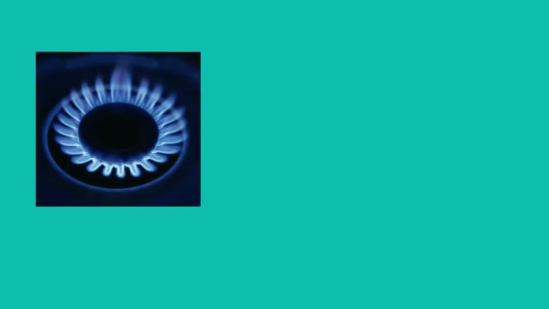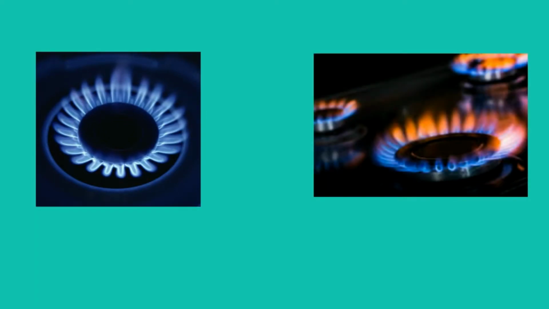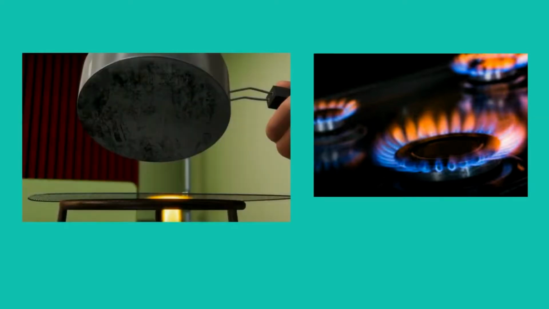But you might have observed at times that the flame turns yellow. This is because of incomplete combustion of LPG caused due to insufficient supply of oxygen. This also results in the formation of soot, which blackens the bottom of the vessels.